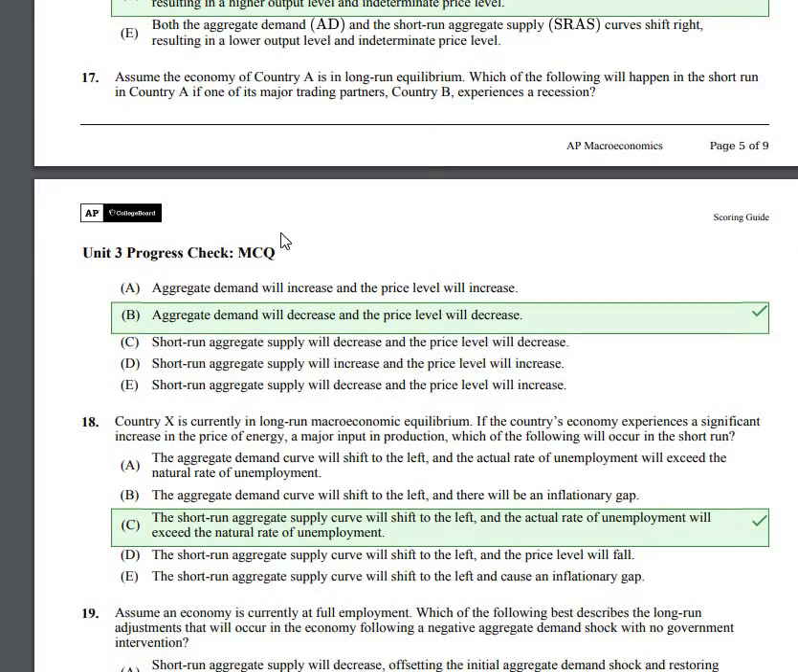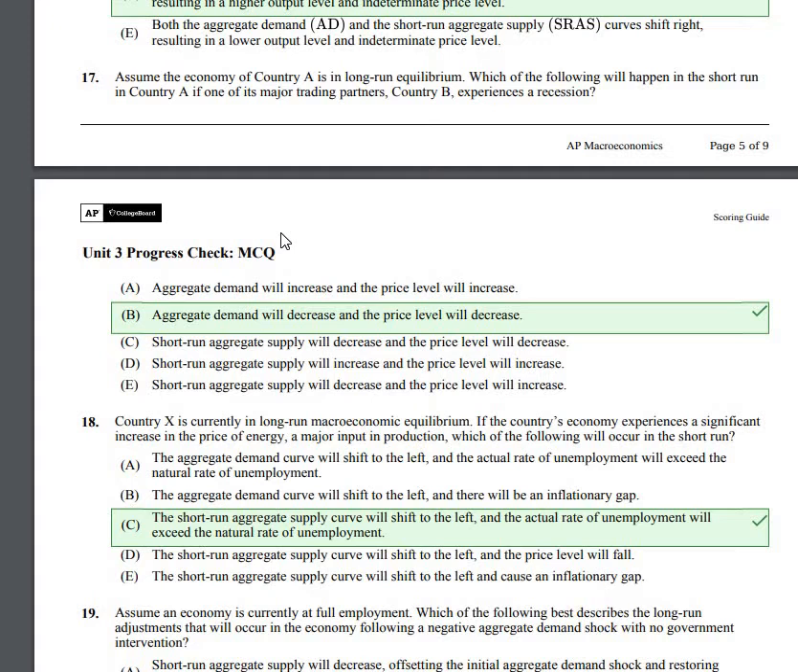Number 17, assume the economy of country A is in long-run equilibrium. Which of the following will happen in the short run in country A if one of its major trading partners, country B, experiences a recession? B, aggregate demand will decrease and the price level will decrease. The reason why is because exports will go down to that country, right? Thus making our aggregate demand curve shift to the left.